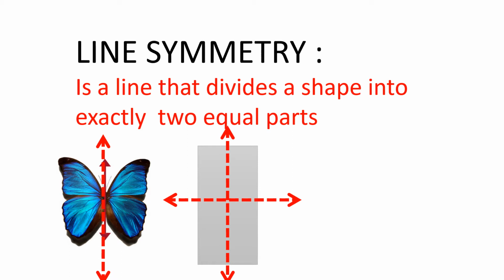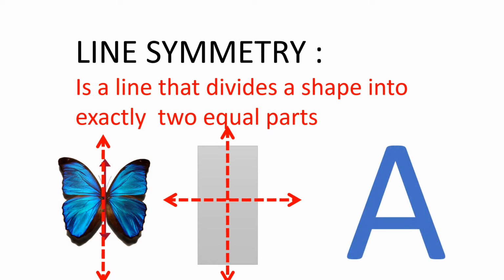Okay, one more example, like the letter A. Letter A, guys, has a line of symmetry. We can draw a line on the letter A to divide the shape of letter A into exactly two equal parts. Yes, exactly. We can draw a line vertically like that one. Now, if you look at the two parts of letter A, they are exactly the same. If they are not the same, that line will not be a line of symmetry. But if that line divides the shape into exactly two equal parts, and the two parts of letter A can be folded onto each other exactly, that line will be called a line of symmetry.